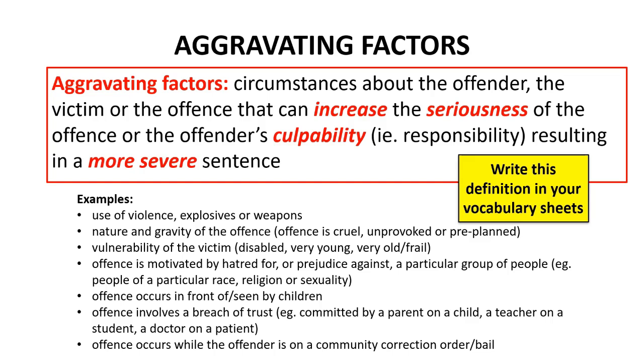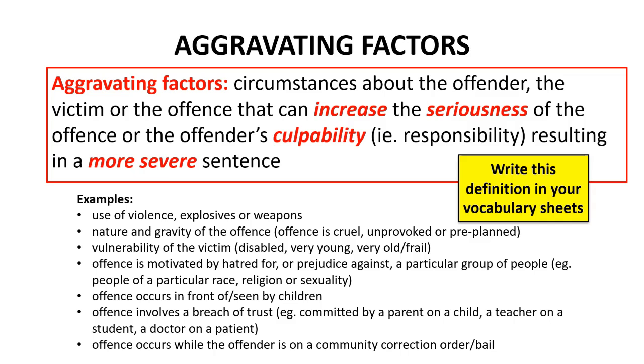The nature and gravity of the offence may be an aggravating factor. This will be the case if the offence is cruel, for example, as where the offender deliberately gouges the victim's eye out with a knife during an assault, or where the offence is unprovoked, for example, as where the offender attacks the victim for no reason, or where the offence is pre-planned, for example, as where the offender is a contract killer who is paid to kill the victim.